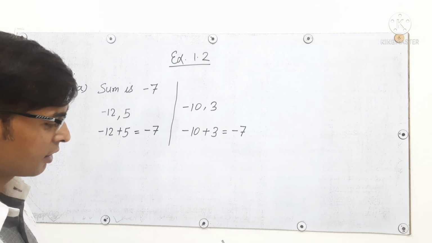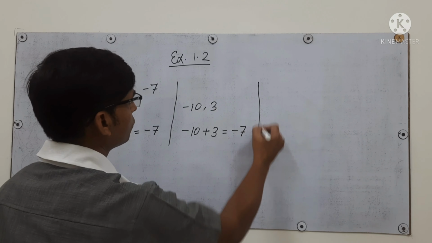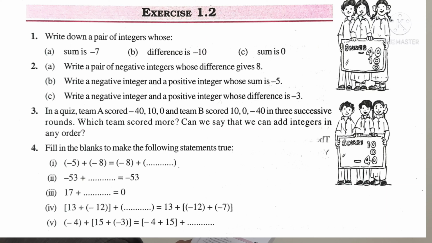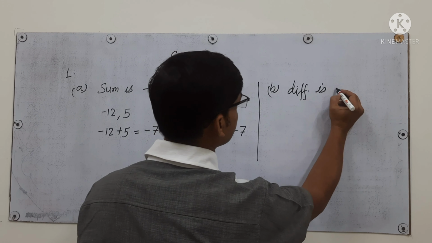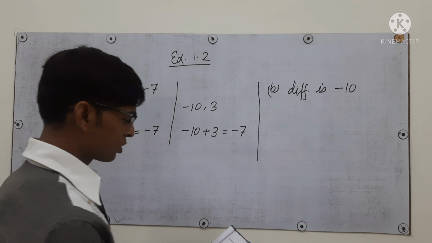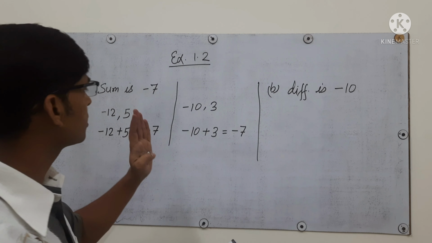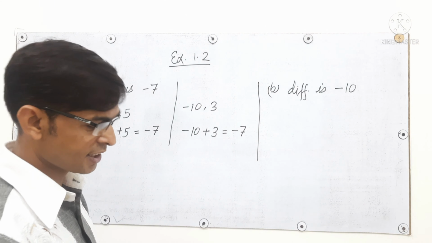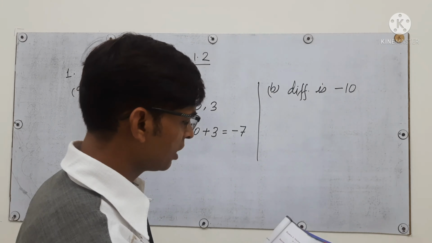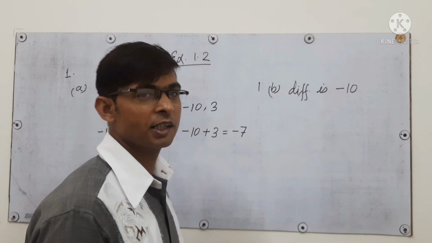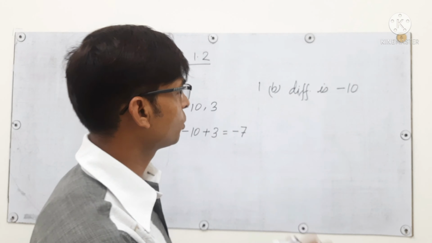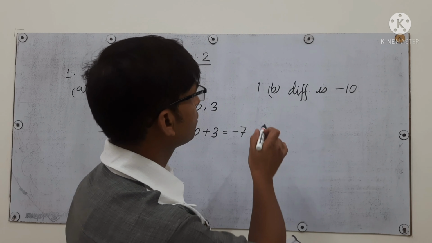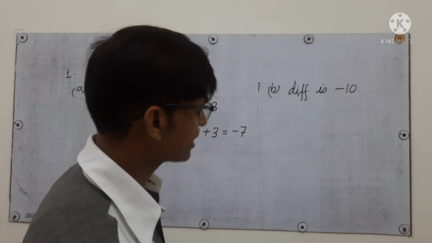Now in part B we have to find two integers whose difference is -10. Here the sum was -7, but here the difference is -10. It's very easy. Now we can do part B. Due to some light fluctuation we could not work, now we will do it. We have to find two integers whose difference is -10.